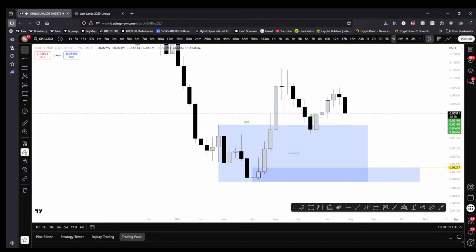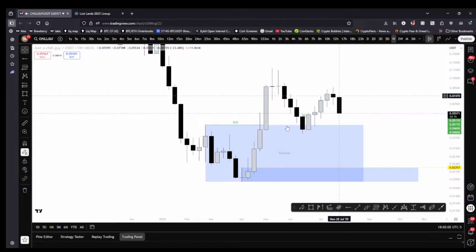Yeah, this can be used with spot for sure. But you can also use leverage as long as you're, like, leverage is a tool, right? So as long as you're making sure that you have enough room for your stop loss and you're managing your risk.